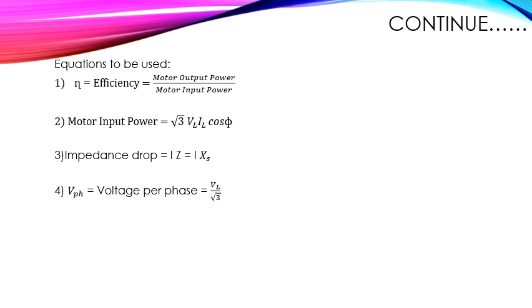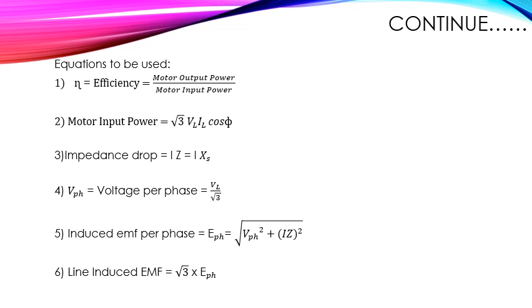Then phase voltage, that is voltage per phase, is equal to VL by √3. Then induced EMF per phase, that we have already seen, is equal to the vector sum of phase voltage and impedance drop. So EPH is equal to the square root of VPH square plus IZ square. Line induced EMF, as seen earlier for VPH, is equal to √3 EPH, because we know that in 3-phase AC circuits line voltage is equal to √3 times the phase voltage.